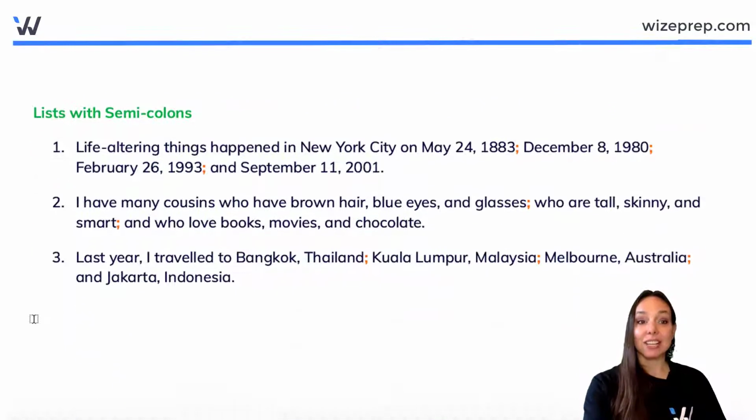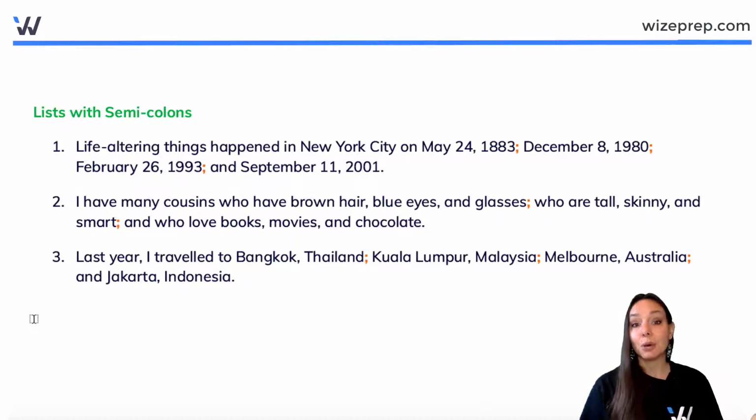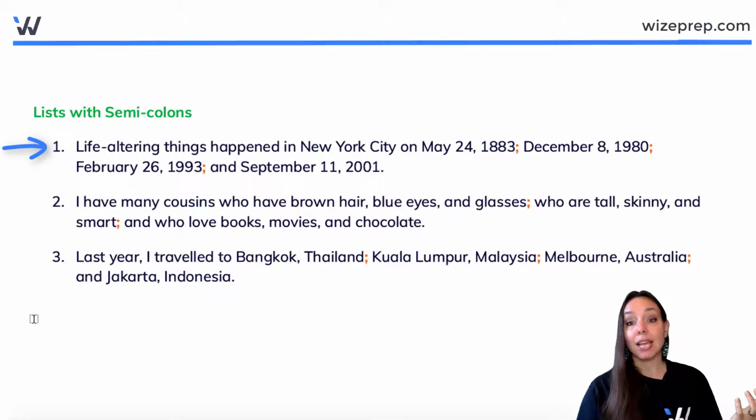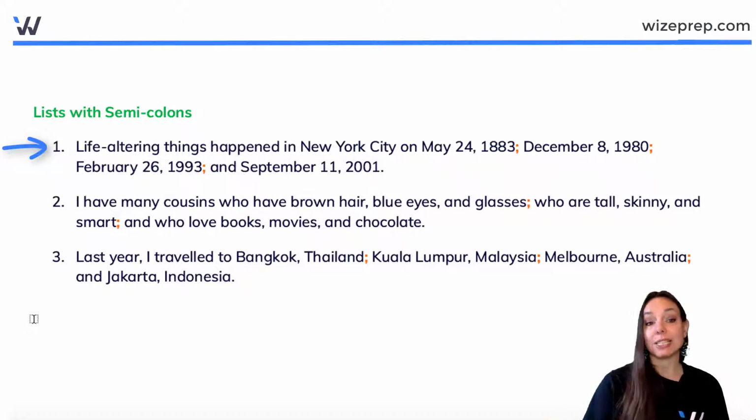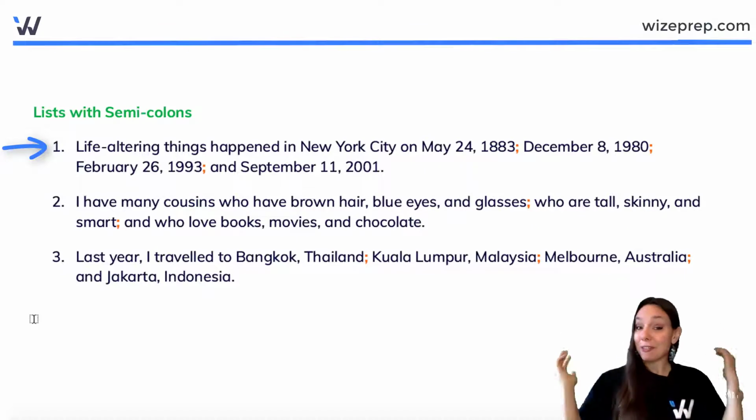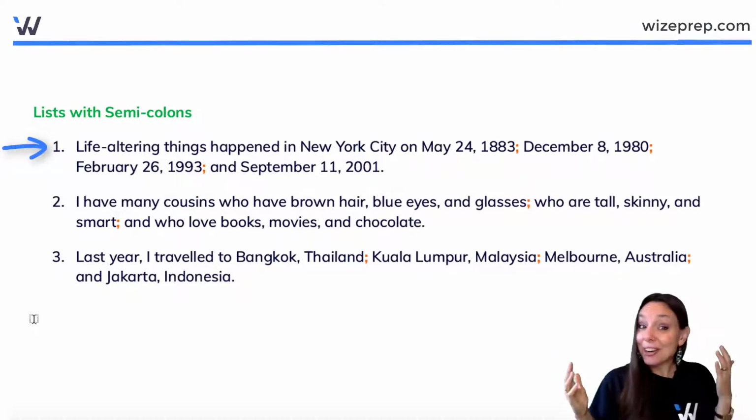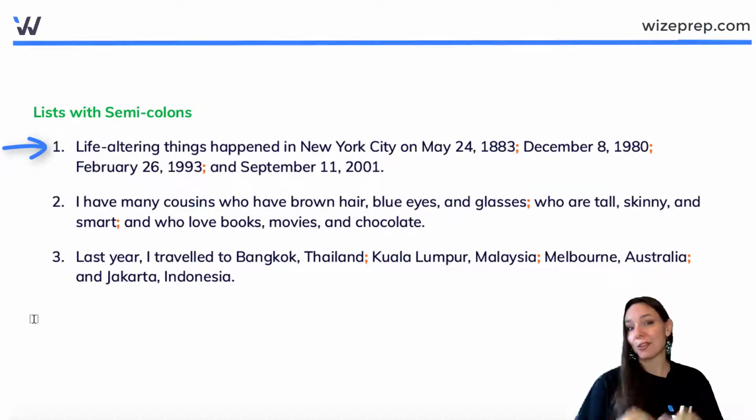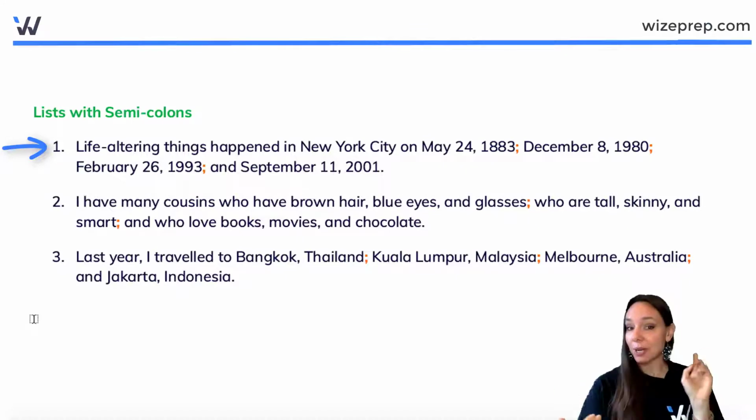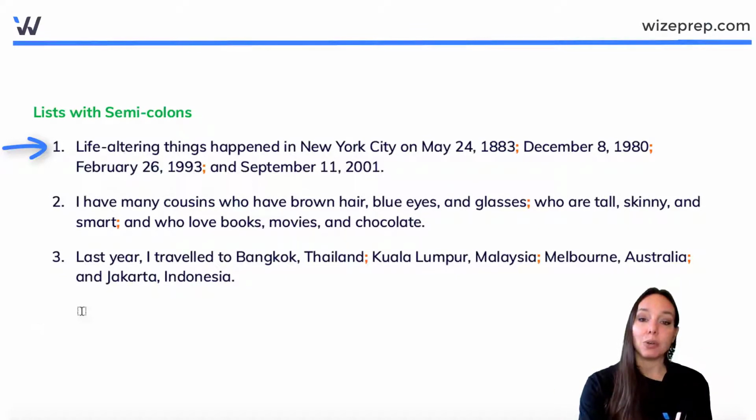Now, the next section, lists with semicolons. Again, this one's much more straightforward. Life-altering things happened in New York City on May 24th, 1883; December 8th, 1980; February 26th, 1993; and September 11th, 2001. If you want to be a keener, you can also go in and Google those dates and New York City and see what happened. I won't give it away, but those are actual real dates when real stuff happened in New York City.